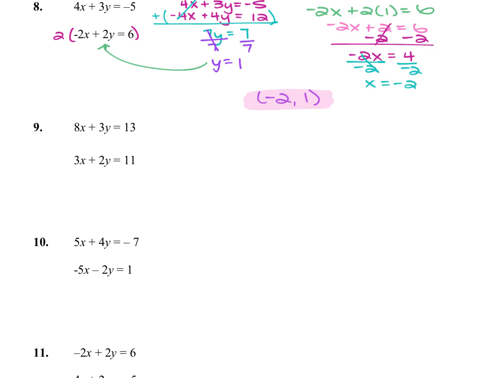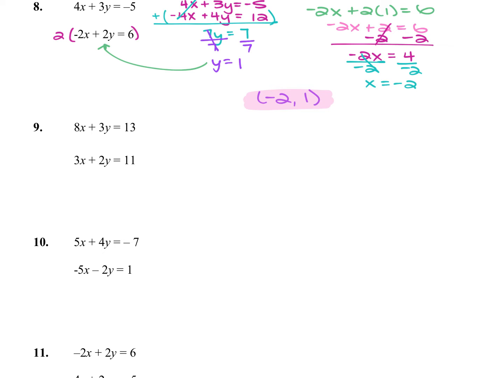For number 9, you have 8x plus 3y is equal to 13, and 3x plus 2y is equal to 11. Now, again, you don't have opposite coefficients anywhere here. So look at your least common multiple between both your x value coefficients and your y value coefficients. Your x value, you have 8 and 3. Your least common multiple there is 24. Your y values have a 3 and a 2 as coefficients. So their least common multiple is 6. 6 is less than 24, so I'd rather work with a 6.